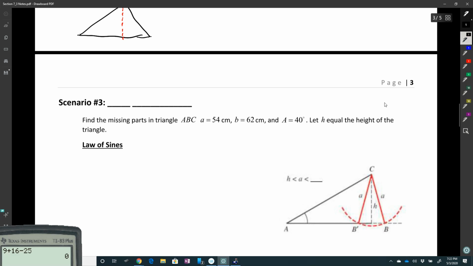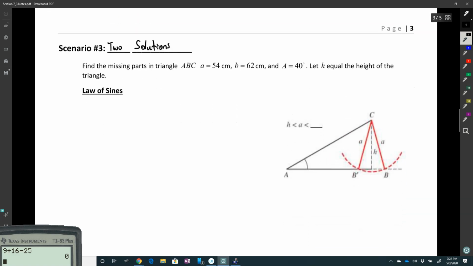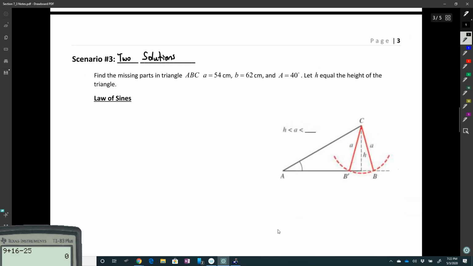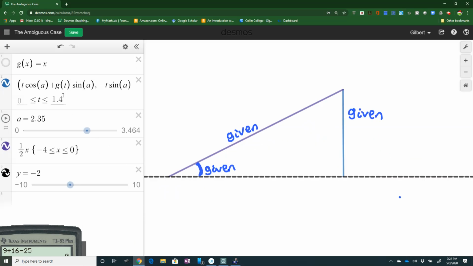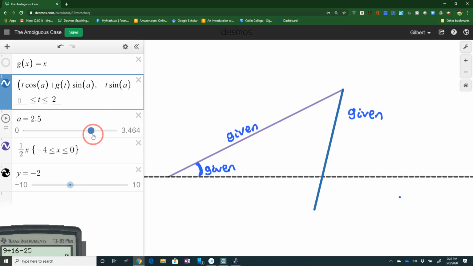The next scenario is, you guessed it, two solutions. Okay. So going back to Desmos, this is the case where I can have one answer here, or I can have another answer over here. There's two different triangles that can be created with that length.